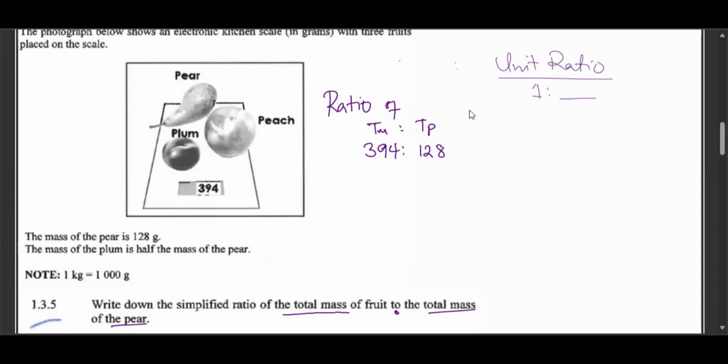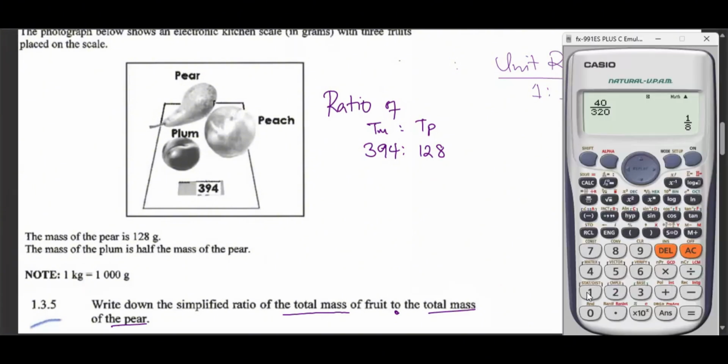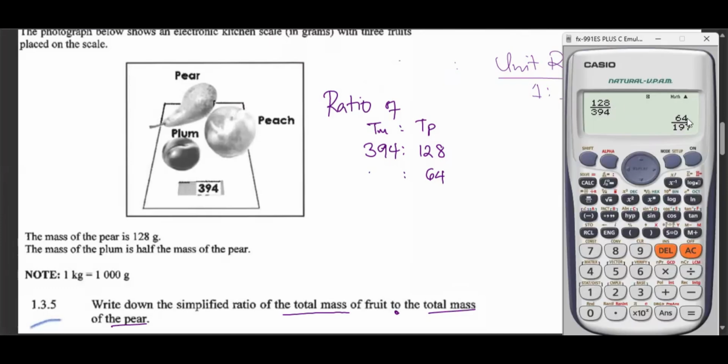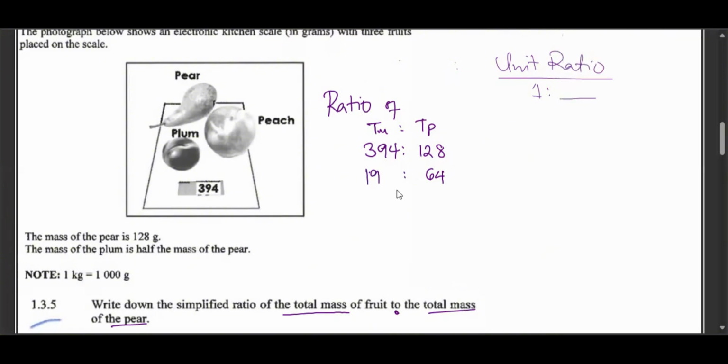Simplified form, what did we say? Give a small number. So here this one will be 128 over 394 equals. That means the smaller part takes 64, and the other part will take the remaining part. The smaller part, the 128, takes 64, and the 394 takes 197. So this is the answer. Leave it like that. That's a simplified form.